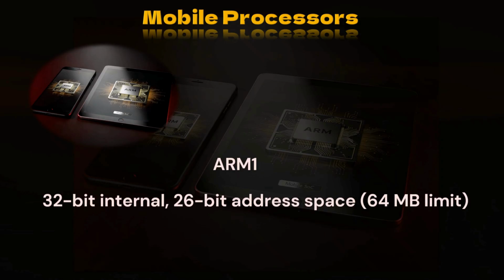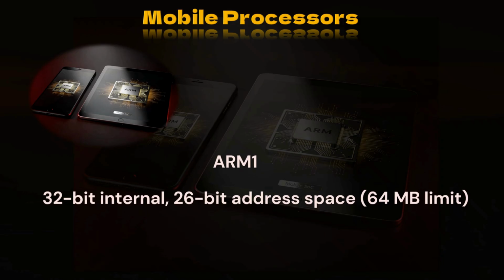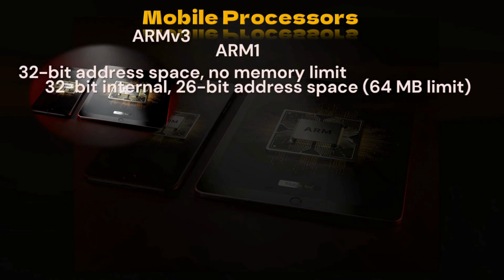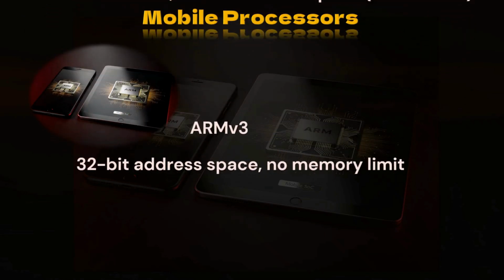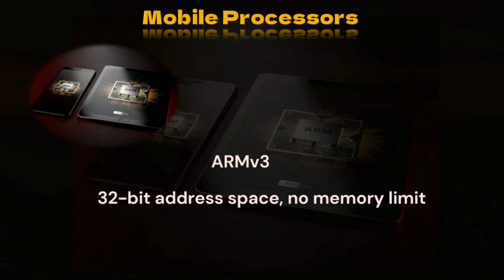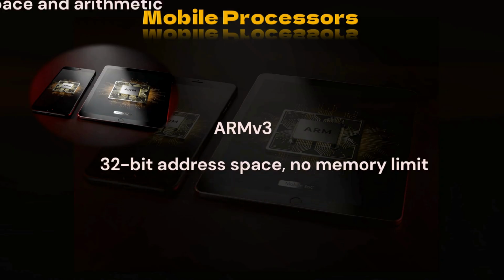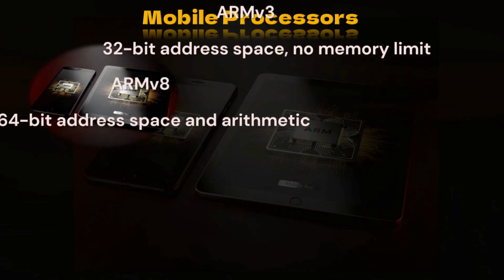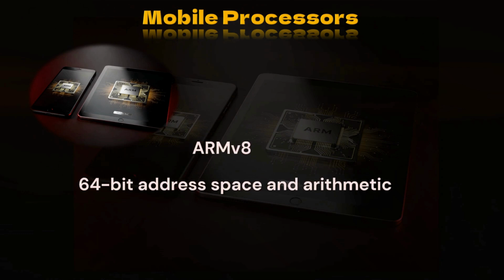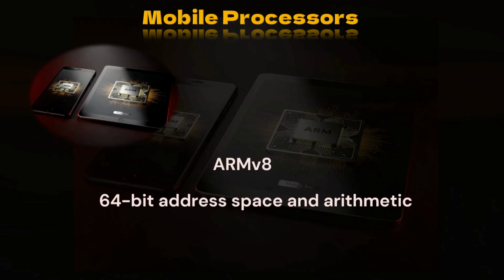There have been several generations of the ARM design. ARM1 uses a 32-bit internal structure, but had a 26-bit address space that limited it to 64 megabytes of main memory. ARM version 3 series uses a 32-bit address space and doesn't have a limit on main memory. ARM version 8 series uses a 64-bit address space and 64-bit arithmetic, along with a new 32-bit fixed-length instruction set.